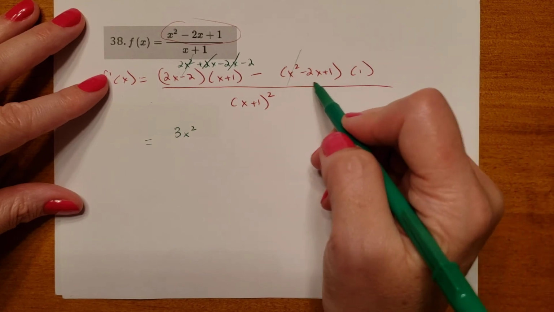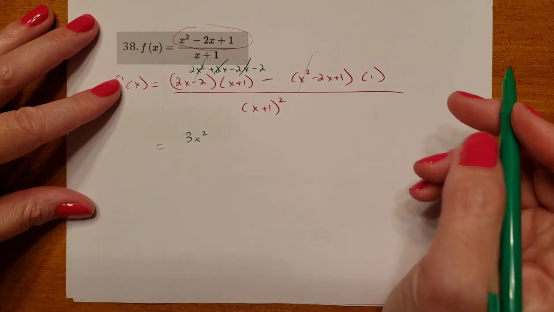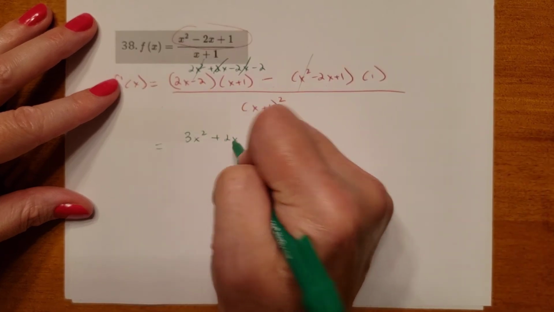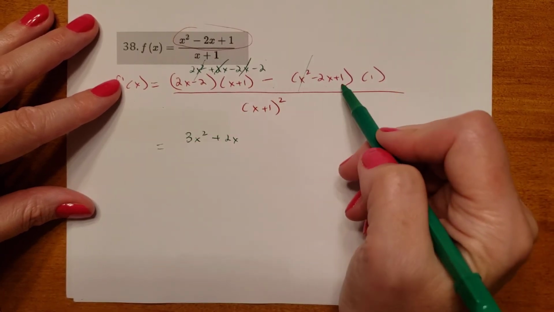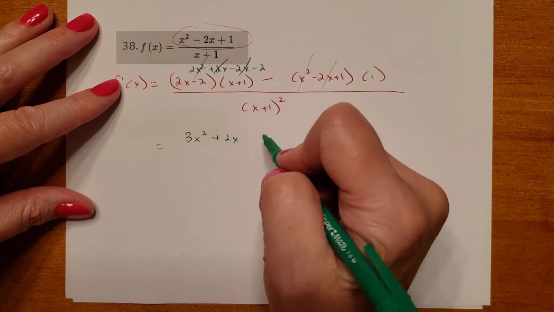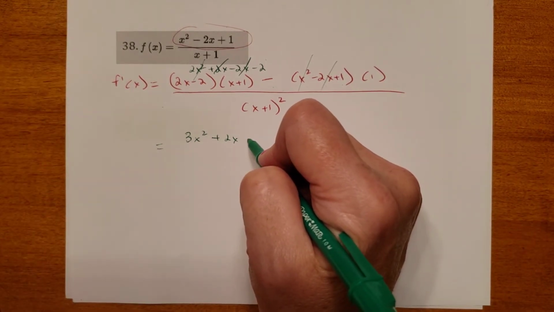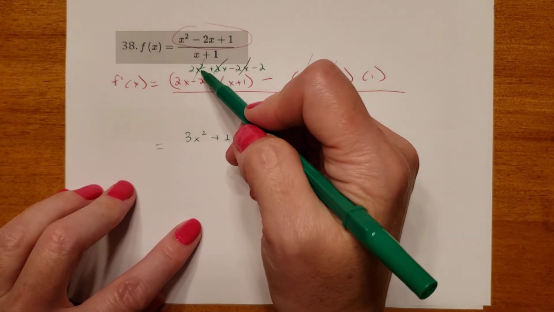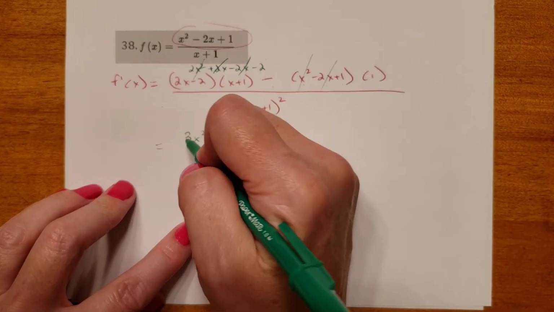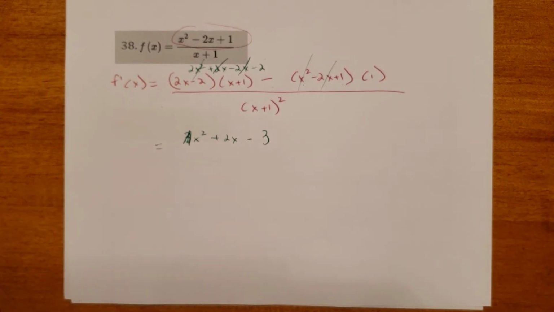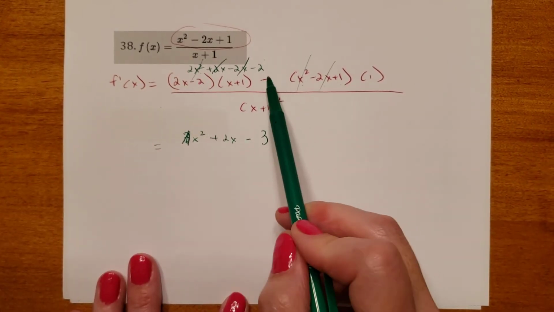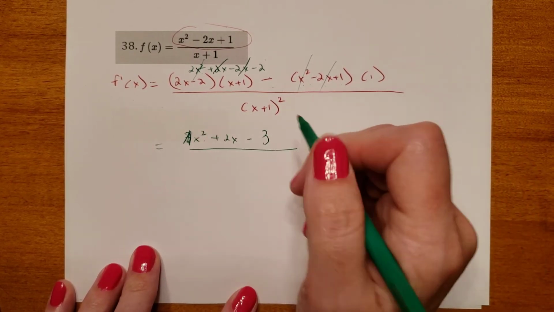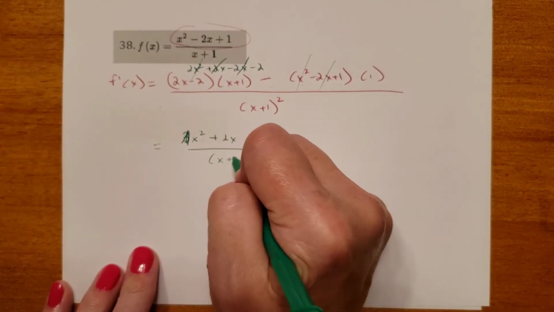And then we still have minus 2x, so that's plus 2x. And then minus 2 and then minus 1, so that comes up to minus 3. Wait a minute. Oh, no, I did it wrong. It was 2x squared minus x squared, so that just made x squared. All right. And then all that again is over x plus 1 squared.